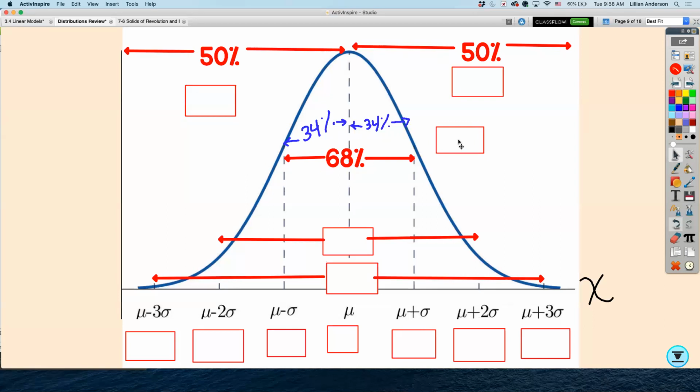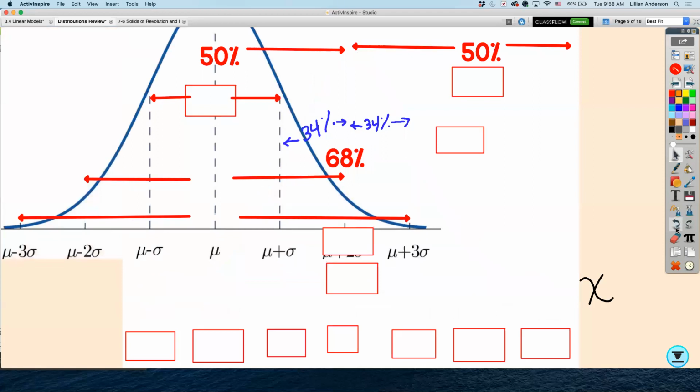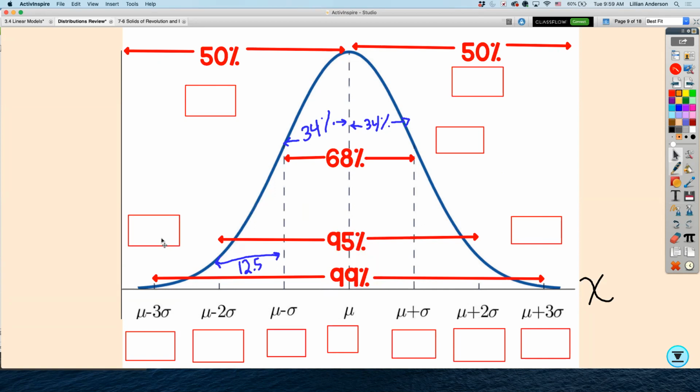That 12.5 that you recall was actually the distance between like here and here, that 12.5 that you were talking about. Okay. But in total, within 2 standard deviations, it was 95%. And then 3 standard deviations was 99%.